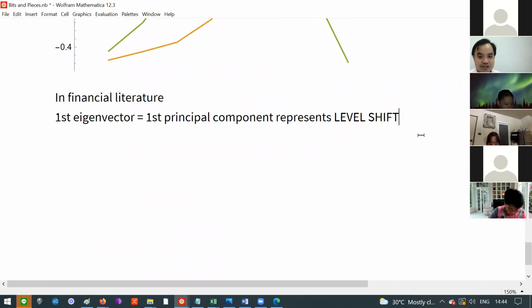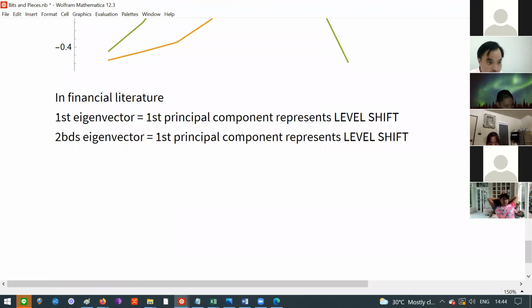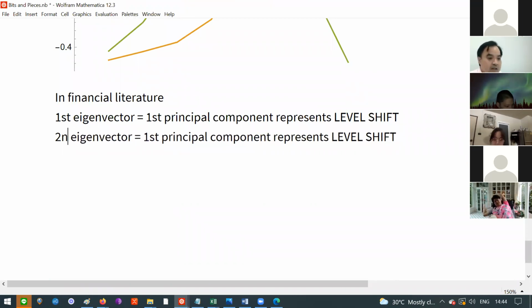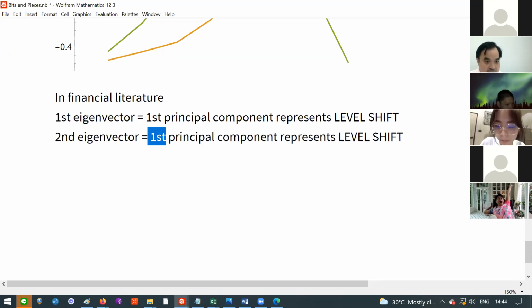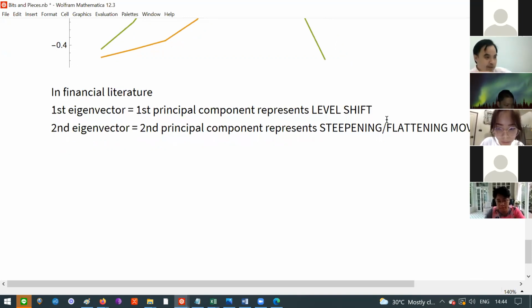So in financial literature, the second represents steepening or flattening. Okay, steepening means the interest rate at the short end is lower than the long end. Flattening is like this: steepening, flattening, steepening, flattening. Okay.